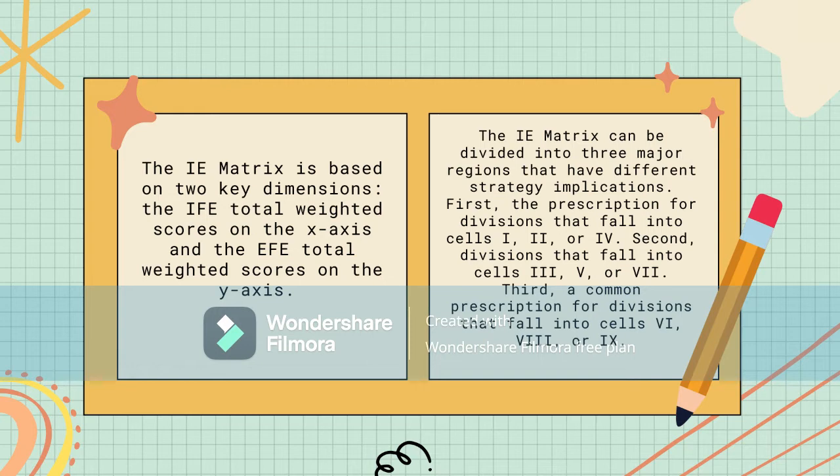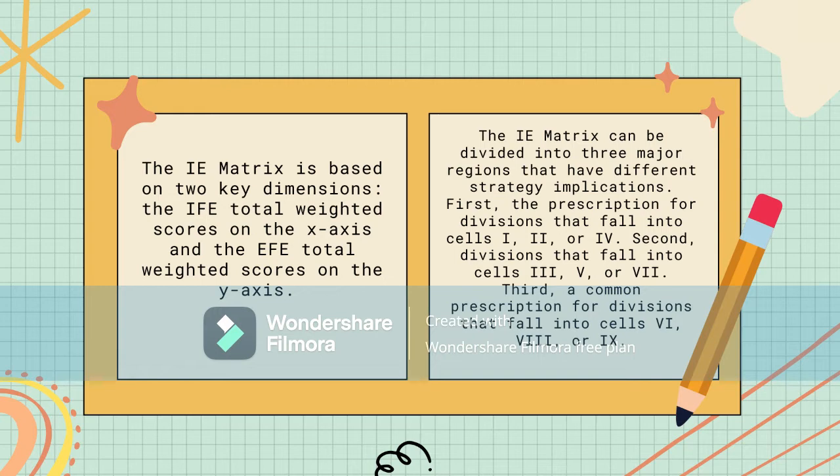So second, divisions that fall into cells 3, 5, or 7. Dito naman, mamamanage ng clearly or husto sa pamamagitan ng paggawa at pag-maintain ng mga strategies. Market penetration and product development are two commonly employed strategies for these types of divisions.